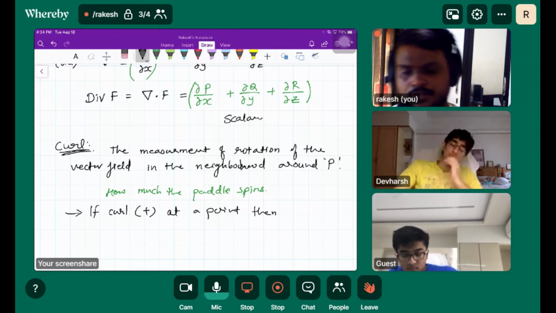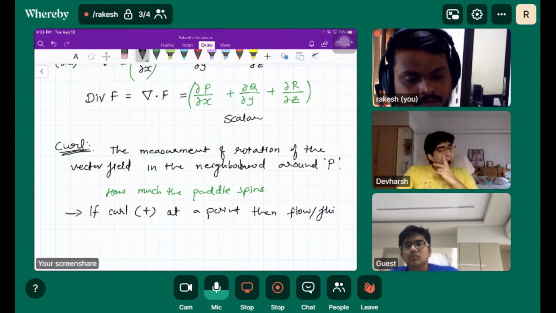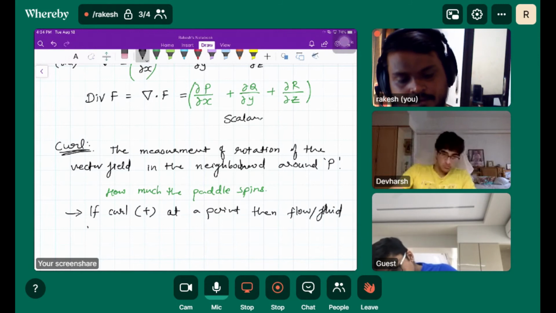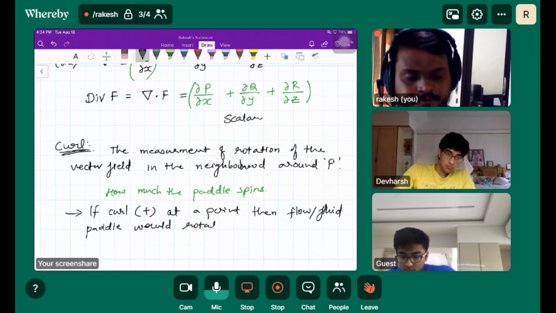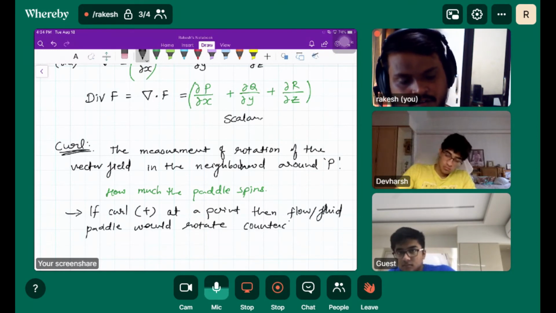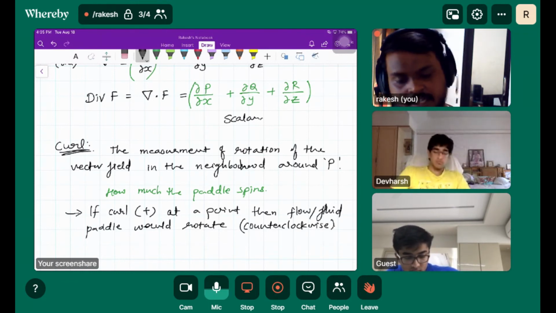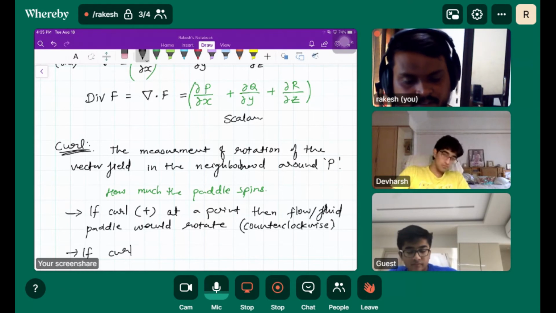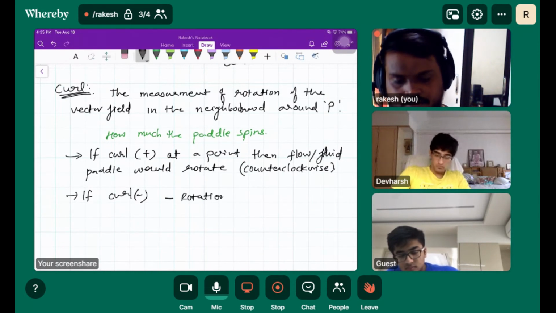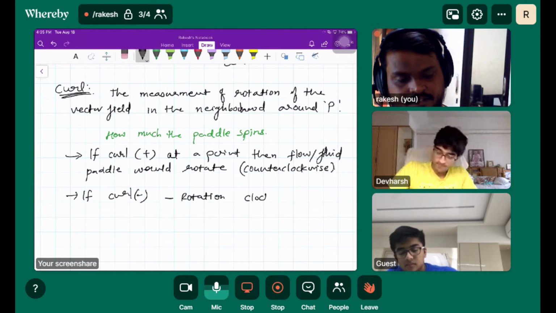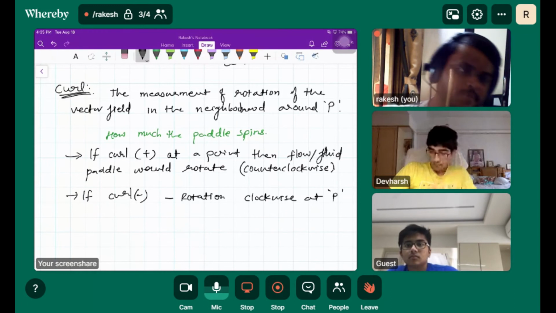Okay, so at a point, the flow or fluid paddle would rotate counterclockwise. And if we have negative curl, the rotation takes place clockwise at point P. Okay, all this happens at point P.